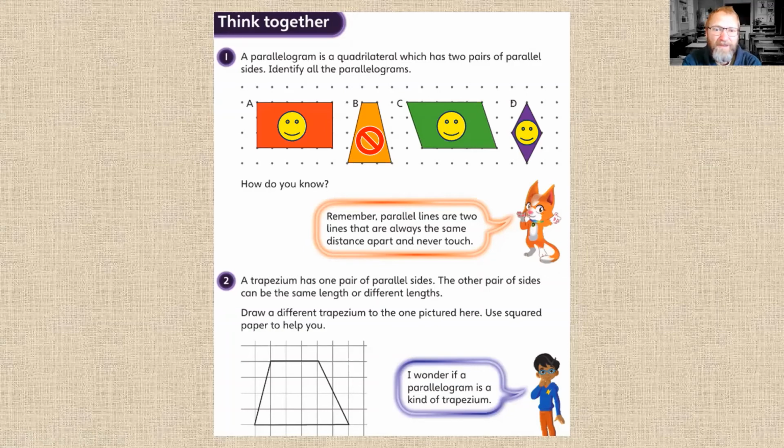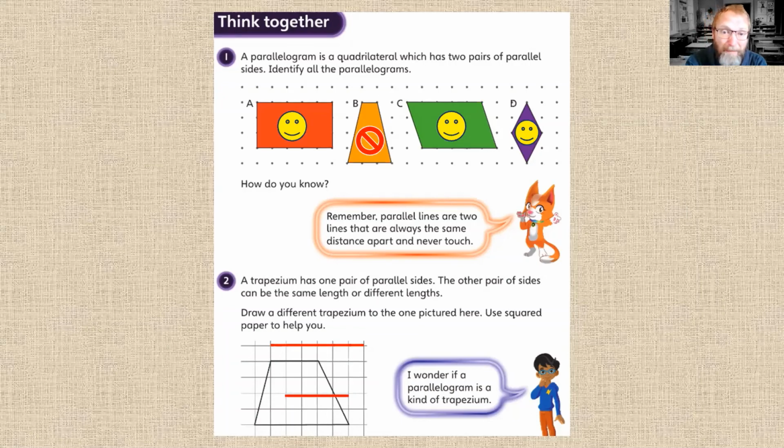And question 2, a trapezium has 1 pair of parallel sides. The other pair of sides can be the same length or different lengths. Draw a different trapezium to the one pictured here. Use squared paper to help you. Well, if you've not got squared paper, let me have a go for you. Right, I'm going to do my first line there, and then I'm going to draw my second line there. Are those lines parallel or not? Have a little think. Do you think they're parallel or not?